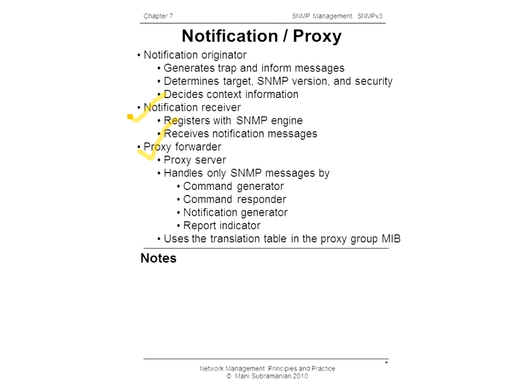Firstly, messages generated by command generator. Secondly, messages generated by command responder. Then, notification generator. And finally, those that contain a report indicator. So the proxy forwarder uses the translation table in the proxy group MIB created for this purpose.